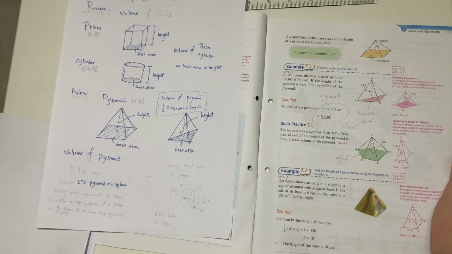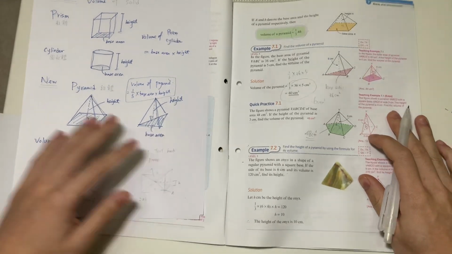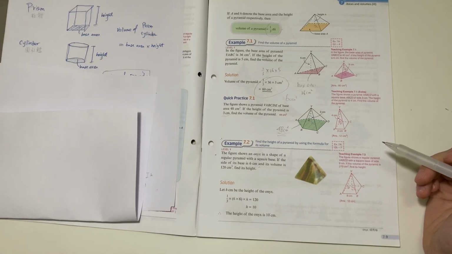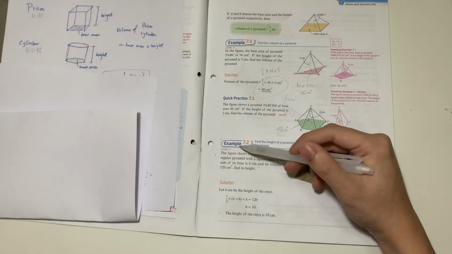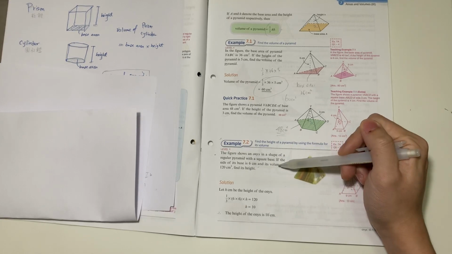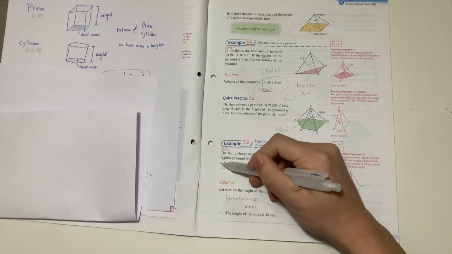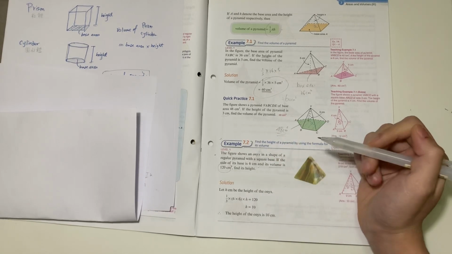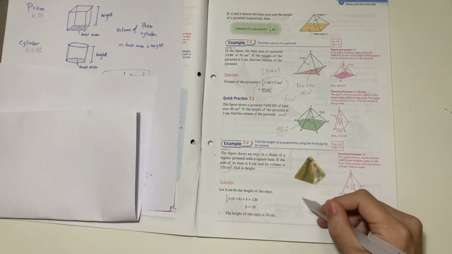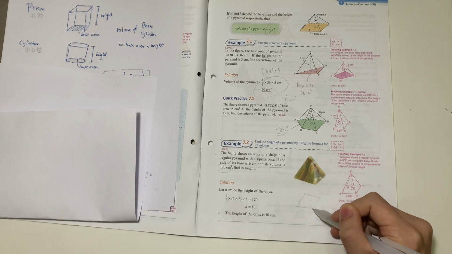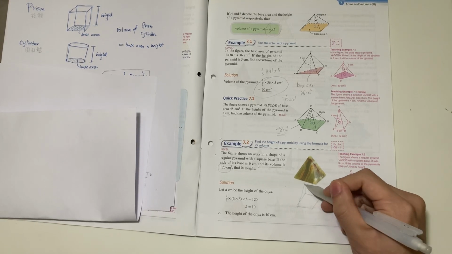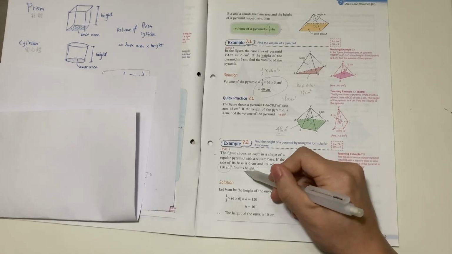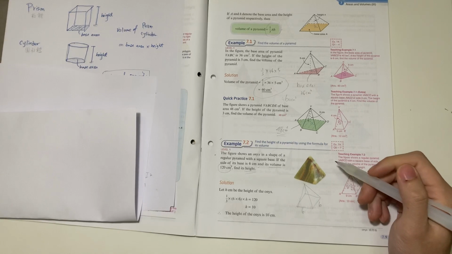So how can you apply this? You can try it yourself. For example 7.2, you can see what data they have given you. They're giving you the volume and the size of the base. This is actually a square-based pyramid. This is 6, this is 6. You want to find the height.